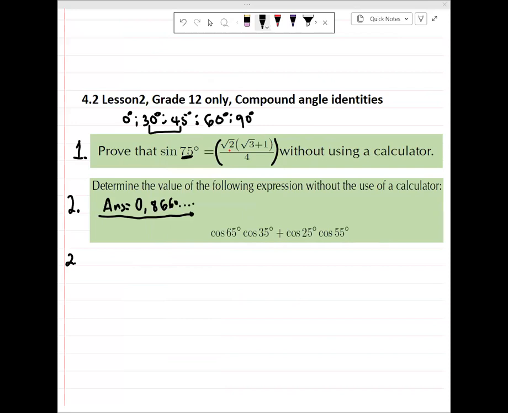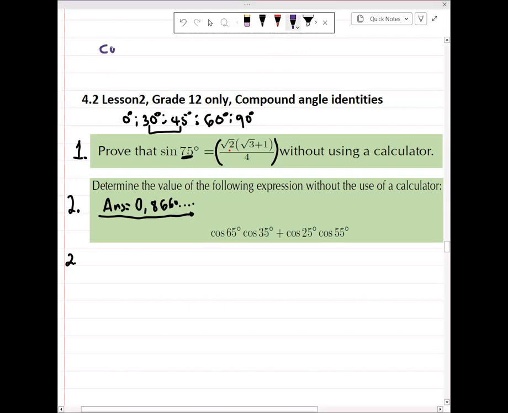So now, okay, this question, right? Let's see. Remember, I need the angles to be the same, but my angles are not the same. Here I have 65, I have 35, I have 25, I have 55. And I cannot do reduction because the angles are already less than 90 degrees. So I'm going to use this idea.